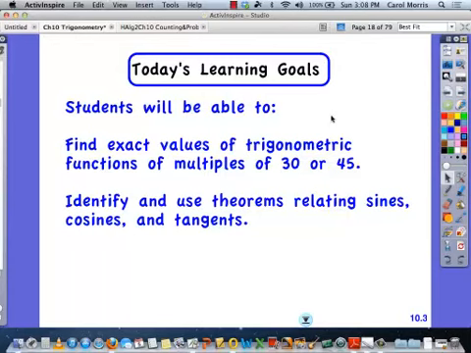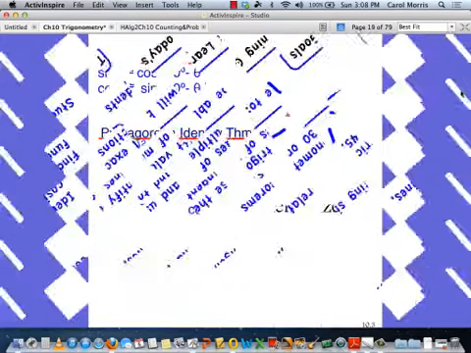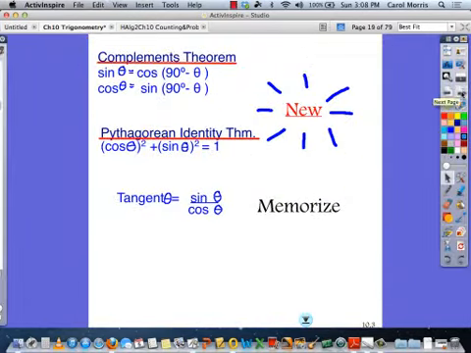Okay, going forward, we're going to be talking about properties of trigonometric ratios, and specifically the exact values properties. So we're going to find the exact values of trigonometric functions of multiples of 30 and 45, and then we're going to identify and use these theorems relating sine, cosine, and tangents. So knowing we're doing that, let's move ahead and say, here's a few new things.